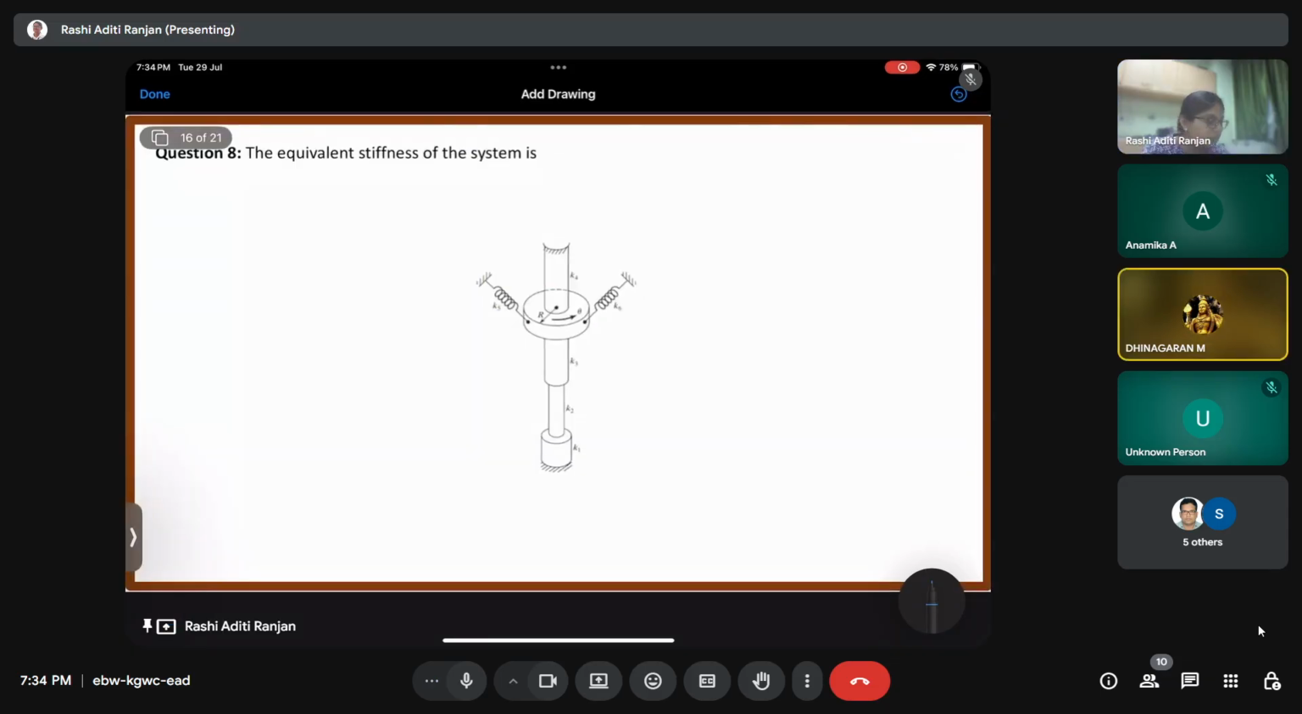So for a torsional system, if there are three rods in series, and one rod rotates by theta 1, another rotates by theta 2, and the third rotates by theta 3, then the total rotation is theta 1 plus theta 2 plus theta 3. All three are not going to deform by the same amount. You must have gone through this in your strength of materials course.